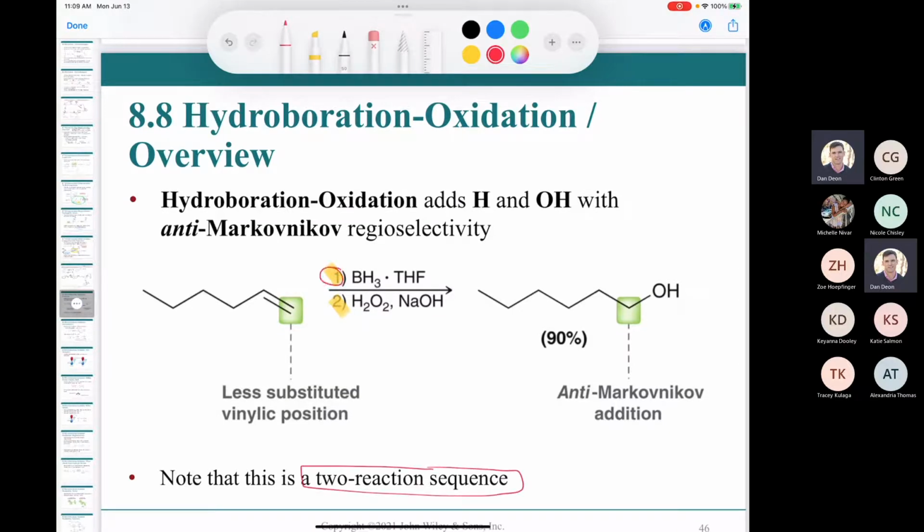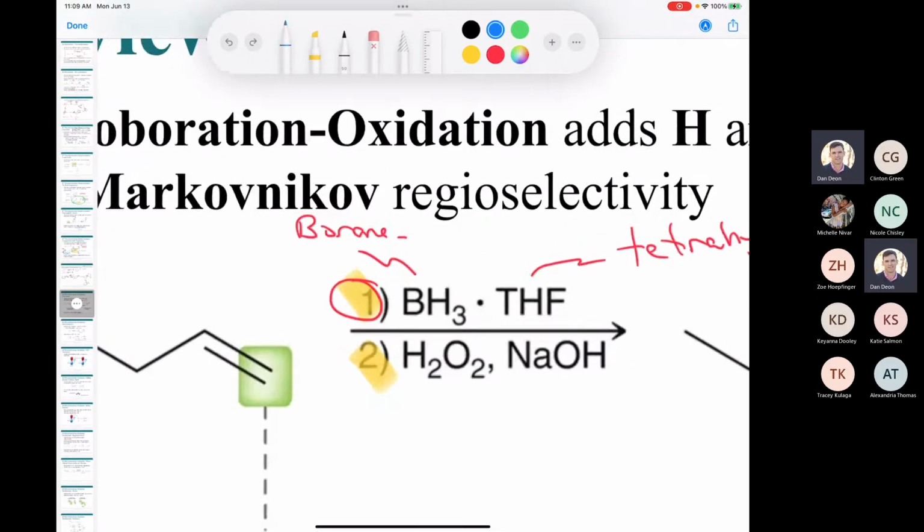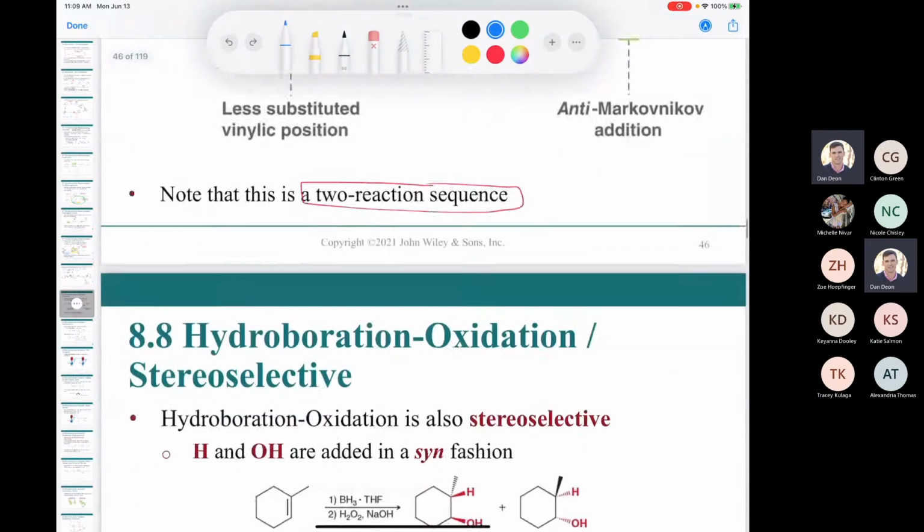Step 1 is to treat the molecule with borane. BH3 is called borane. And THF, which is an acronym for tetrahydrofuran. It's this molecule here. I can just draw it for you quickly. And then in the second step, you use H2O2, which is hydrogen peroxide, and sodium hydroxide. So two steps: borane and THF, and then hydrogen peroxide and sodium hydroxide. And you might be wondering, hey, Mr. Dion, what's this little dot here in the middle? Well, I'll get into that in a little bit so that you know what that dot means.